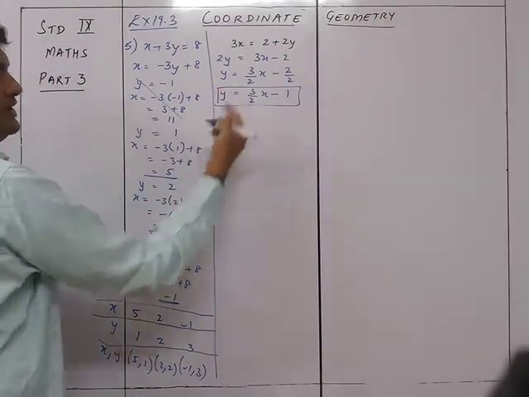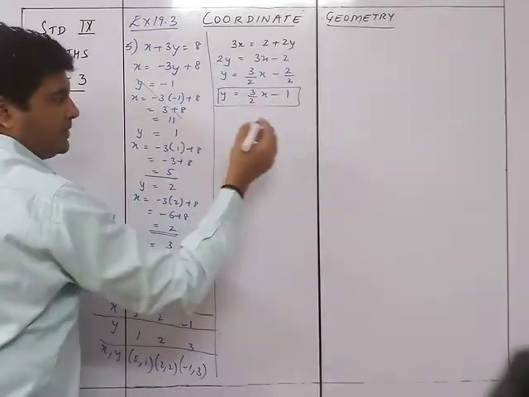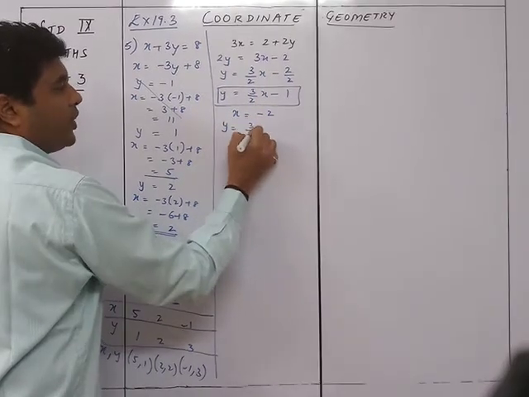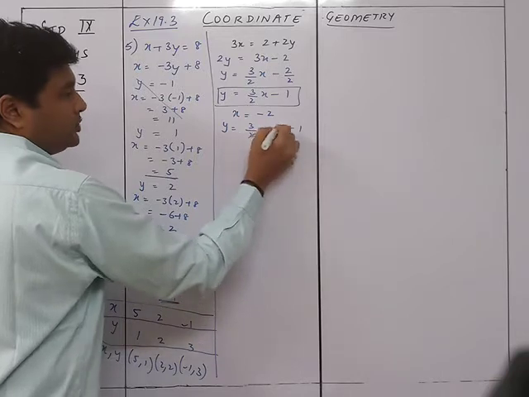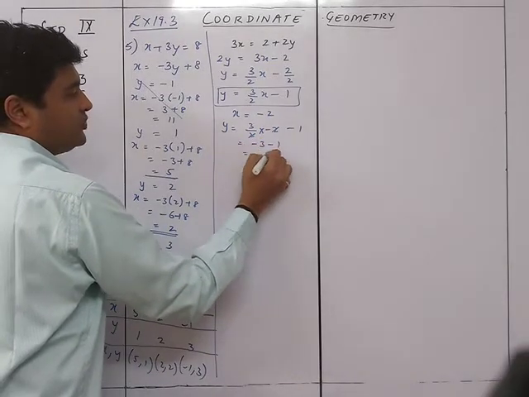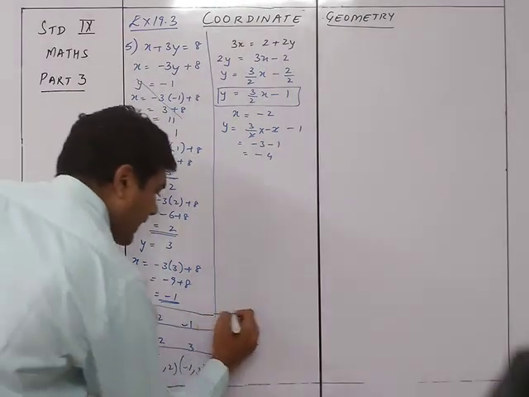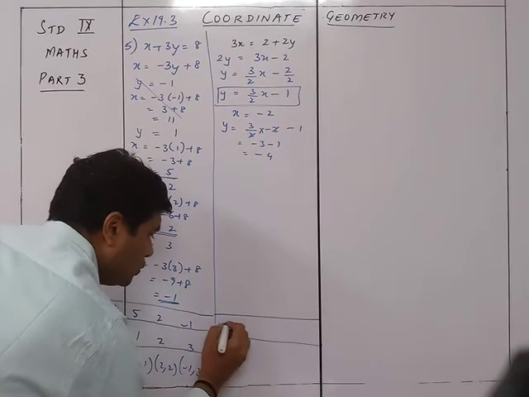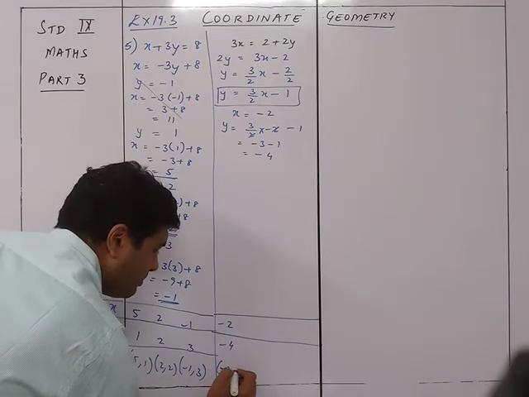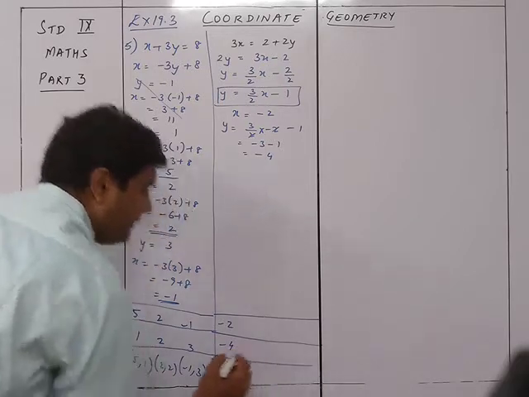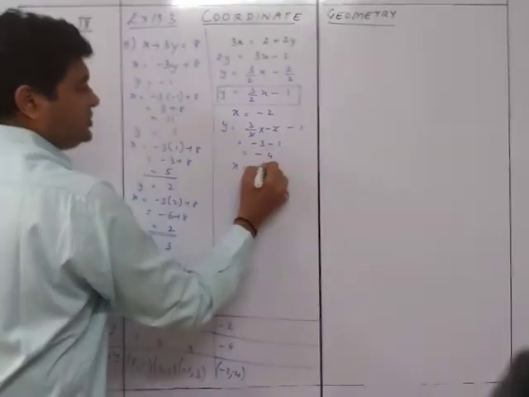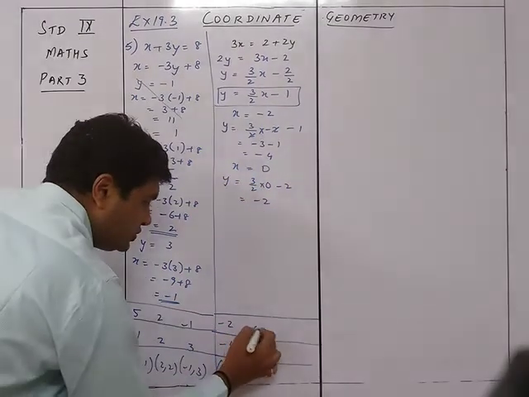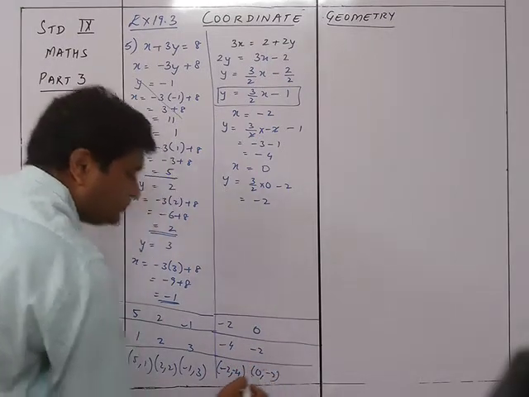We are going to take the value of x in terms of multiples of 2. So if x is equal to minus 2, then y is equal to 3 upon 2 into minus 2 minus 1. So that will give you minus 3 minus 1 is minus 4. So when the x value is minus 2, y is minus 4. The next one is if x is equal to 0, y will be equal to 3 upon 2 into 0 minus 1. So if x is 0, it will be minus 1, that is 0 comma minus 1.